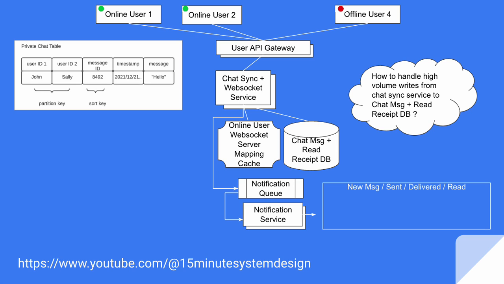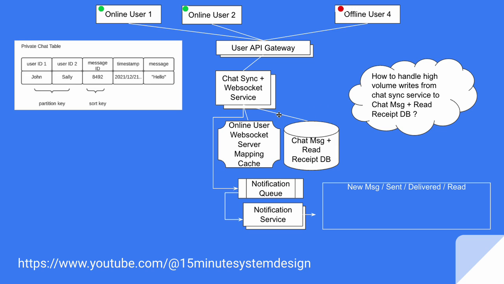Good. So far we have done a good job designing a private chat service. Now there's one more challenge. How can we handle high volume writes from the chat sync service to the chat message DB? So the solution here is to use a message queue in order to write chat messages and read receipts in the chat DB asynchronously via the message queue to handle huge load.